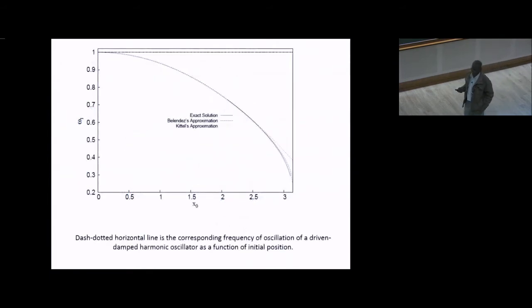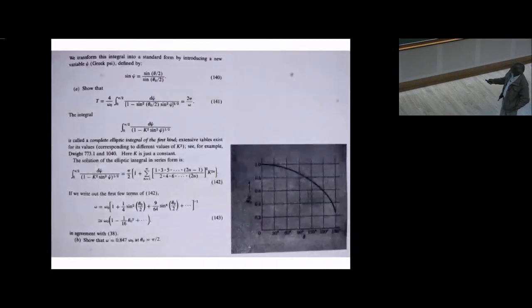If you plot those results, this is the frequency versus the amplitude, they go like this. The exact solution is this solid line. Belendez's approximation is very close to that, and Kittel's approximation is this. And of course, the harmonic oscillator result, which is this one: the frequency remains the same for all the amplitudes which are really small. This is given in Kittel's book. This is the plot.